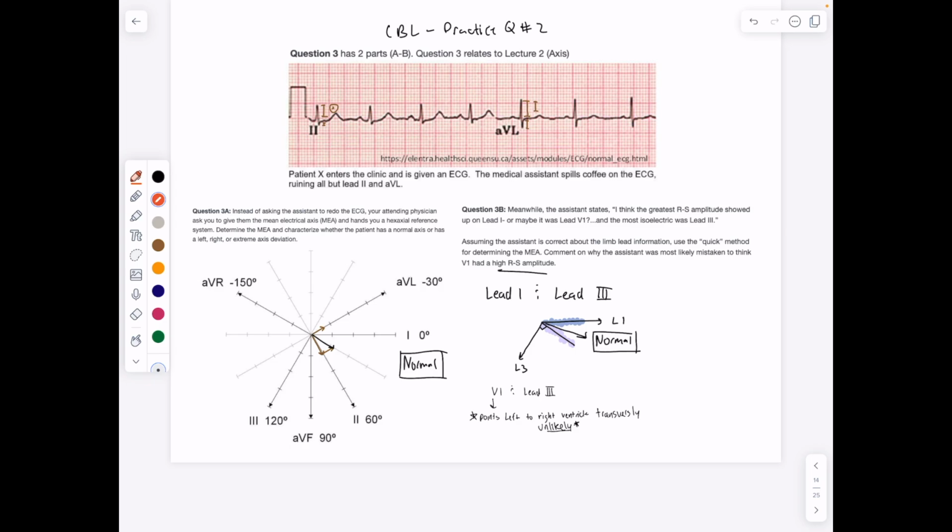Instead of asking the assistant to redo the ECG, your attending physician asks you to give them the mean electrical axis and hands you an axial reference system. Determine the mean electrical axis and characterize whether the patient has a normal axis or has a right, left, or extreme axis deviation. Again, we can choose any of the leads to determine the mean electrical axis. We had always ended up using basically the positive direction of each of the leads. We're going to use that here as well. But let's just do the exact same method.